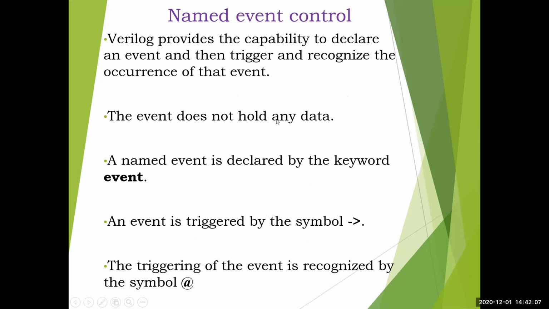So we'll consider the second one, named event control. Verilog provides the capability to declare an event and then trigger and recognize the occurrence of that event. You can name that event; that is named event control. The event does not hold any data. A named event is declared by the keyword event, just to name that event. An event is triggered by the symbol hyphen followed by greater than, ->. Triggering of the event is recognized by the symbol @. Recognition will be done by this. We'll see an example to understand this.